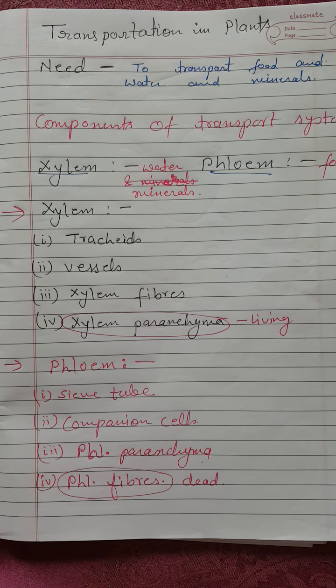Mostly more than 50% of the cells in plants are dead. Because of that, plants have low energy needs, and therefore they have a comparatively slow transport system. But in the case of large trees, the distance over which the transport system has to operate, the distance through which the materials have to be transported, is very large. So there must be a proper transport system.